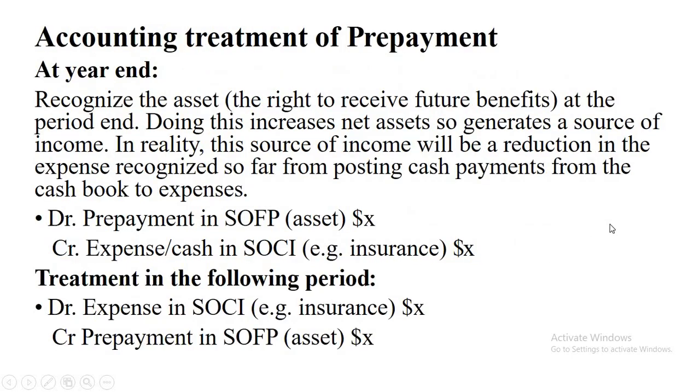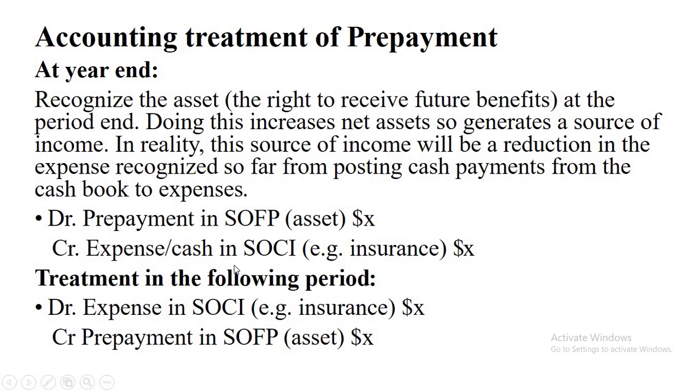Accounting treatment of prepayments. At year end, recognize the asset, the right to receive future benefits at the period end. Doing this increases net assets, so generates a source of income. In reality, this source of income will be a reduction in the expense recognized so far from posting cash payments from the cash book to expenses. The entry will be debit prepayment in statement of financial position, asset, and credit expenses in statement of comprehensive income, for example, insurance.